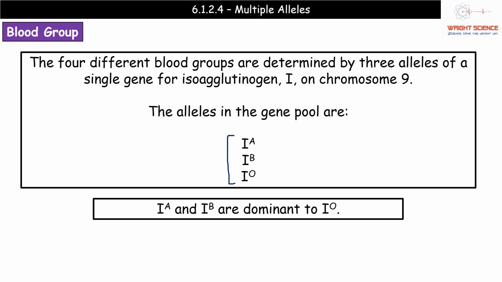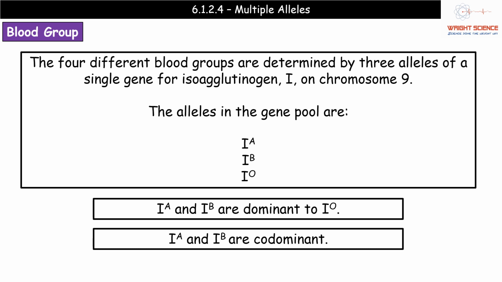So I obviously stands for the isoagglutinogen, and then ABO is the actual allele that is present. What we can see in this little statement at the bottom is the dominant statement. So IA and IB are dominant to IO. So what that means is that if we've got either IA or IB present along with an IO, then we will see either the A or the B, not the O, because the O is not dominant to any of them. Okay, so A and B are dominant to IO.